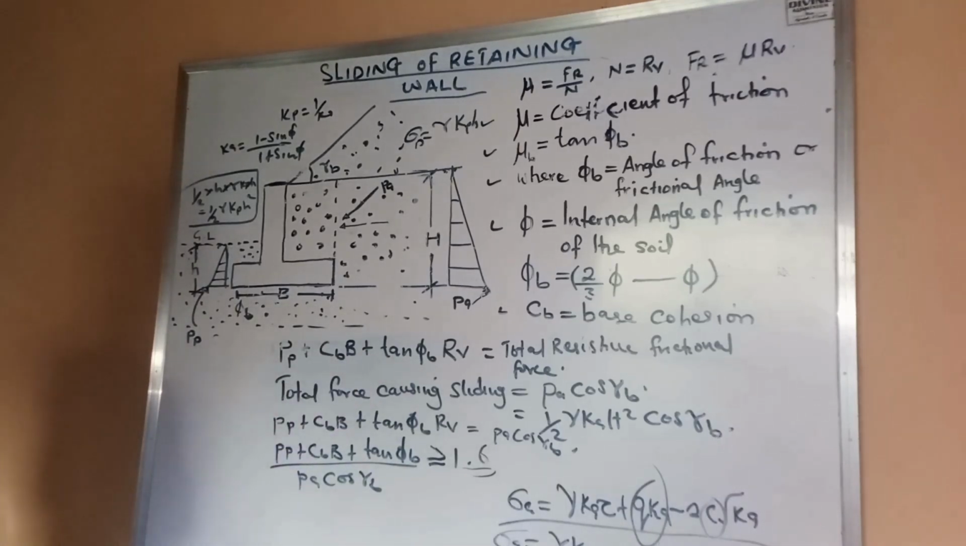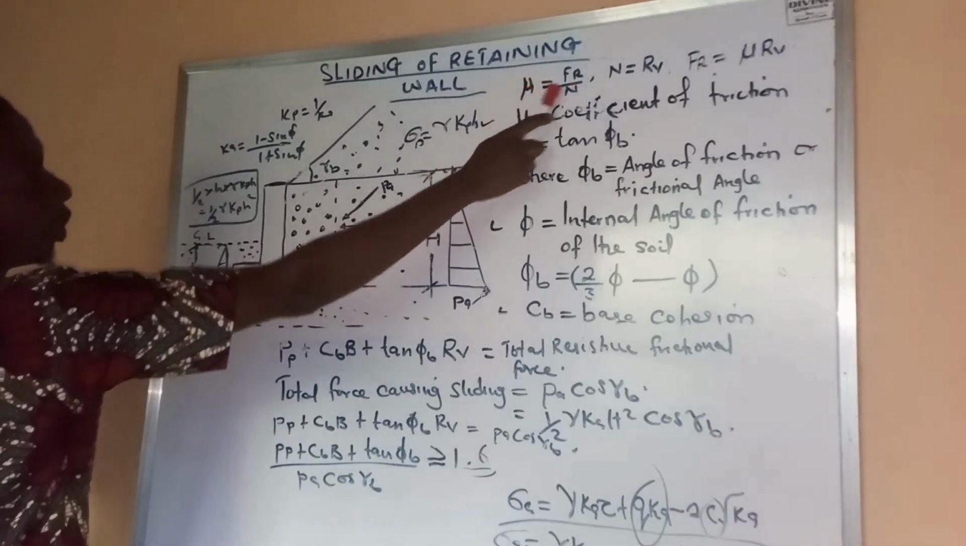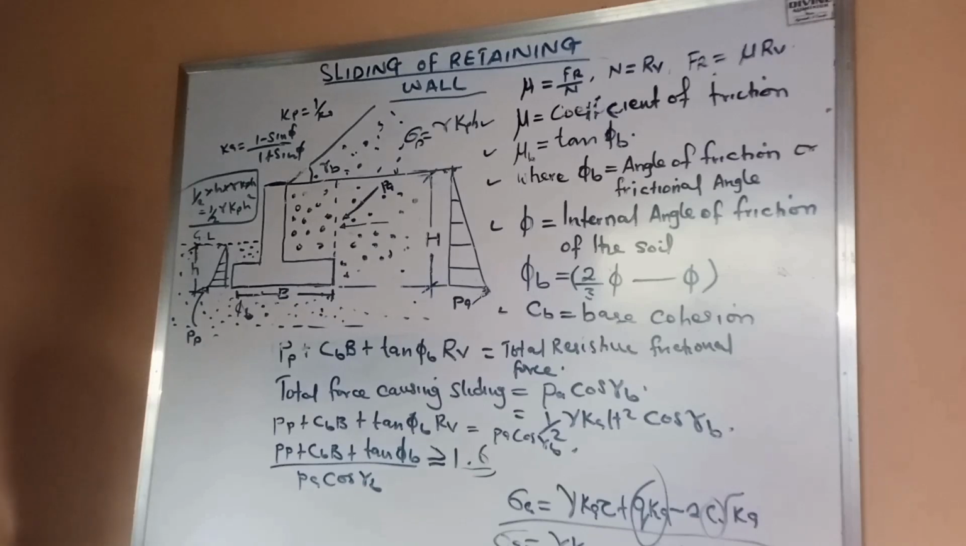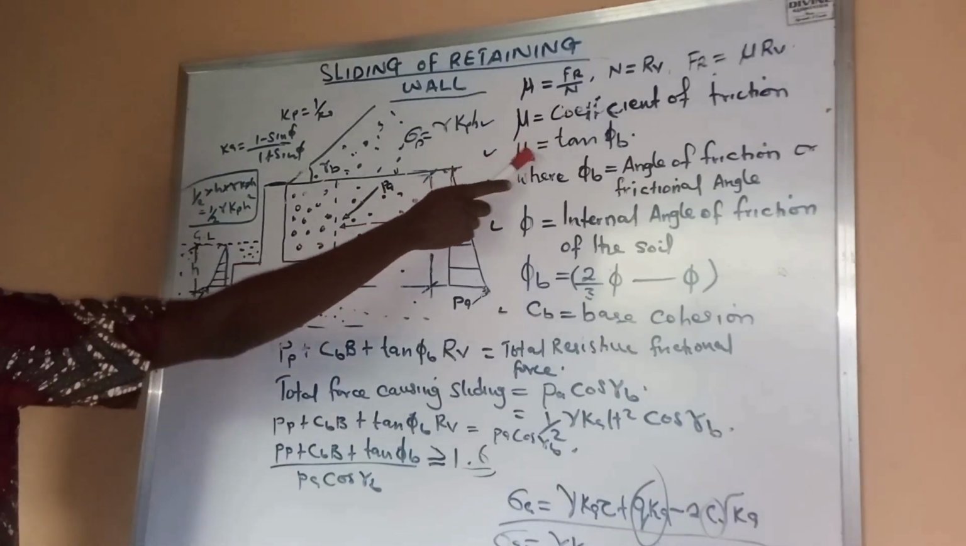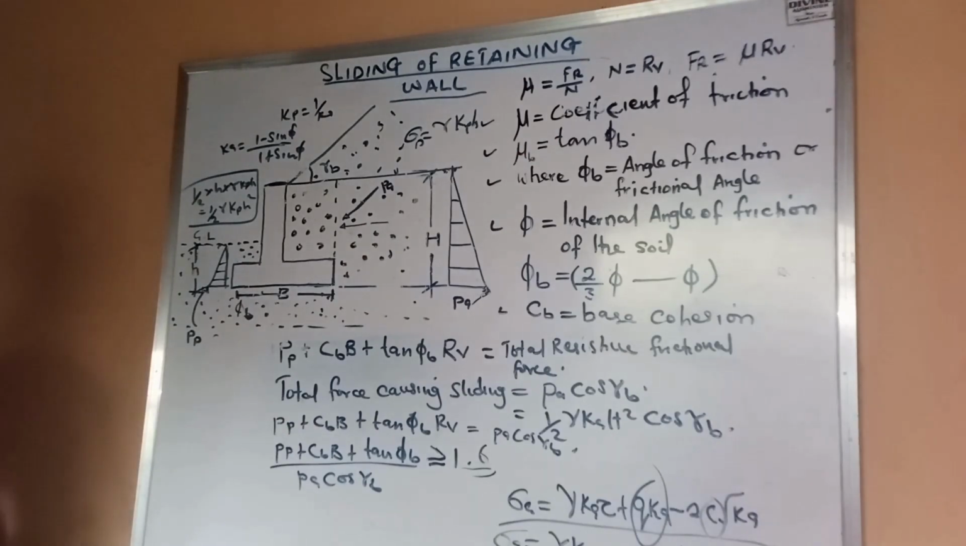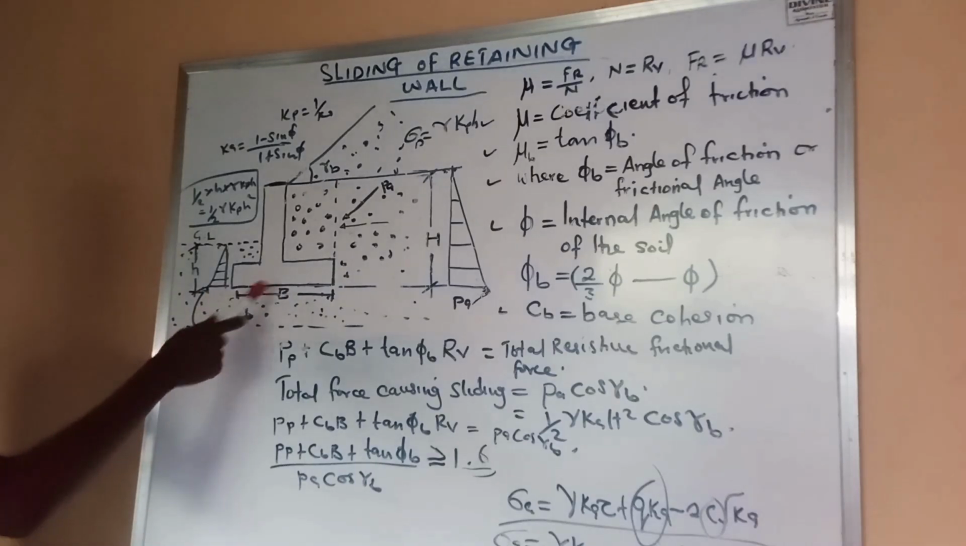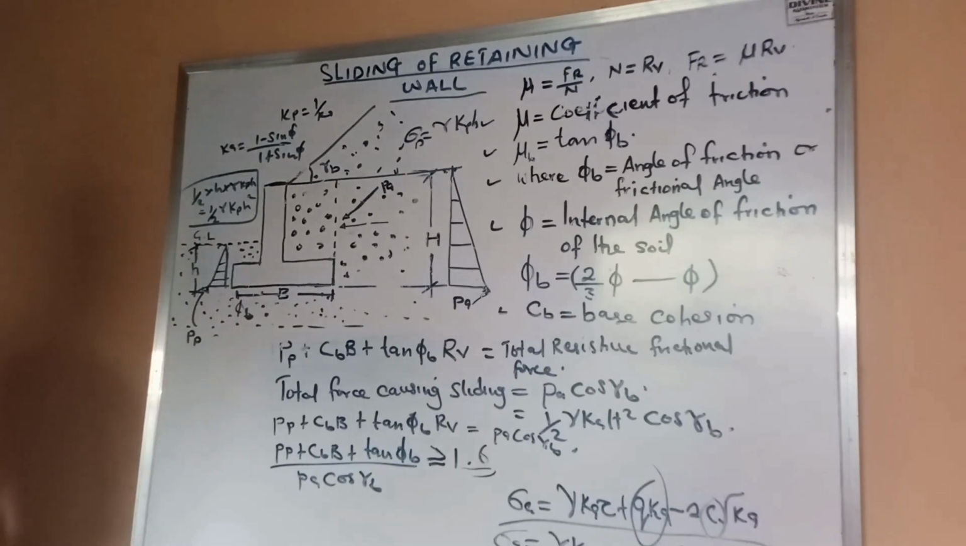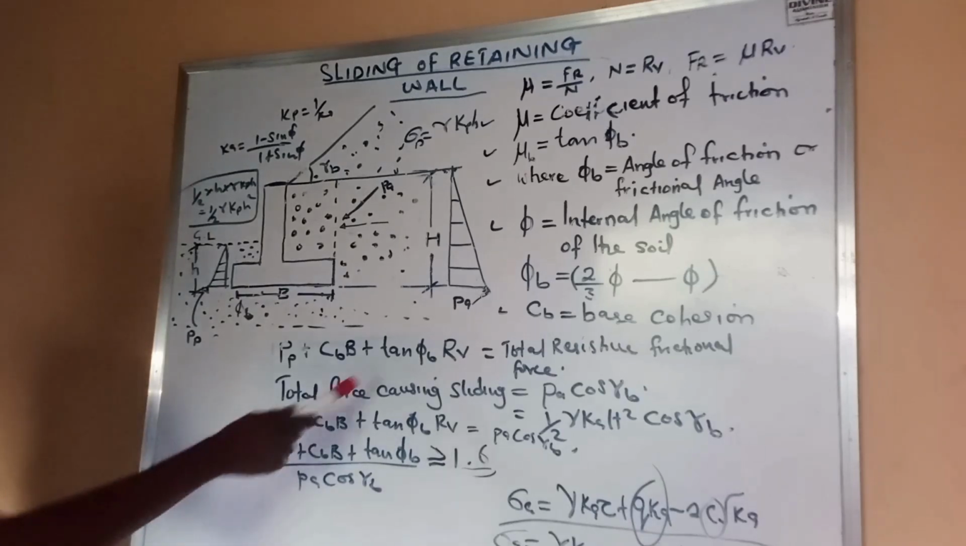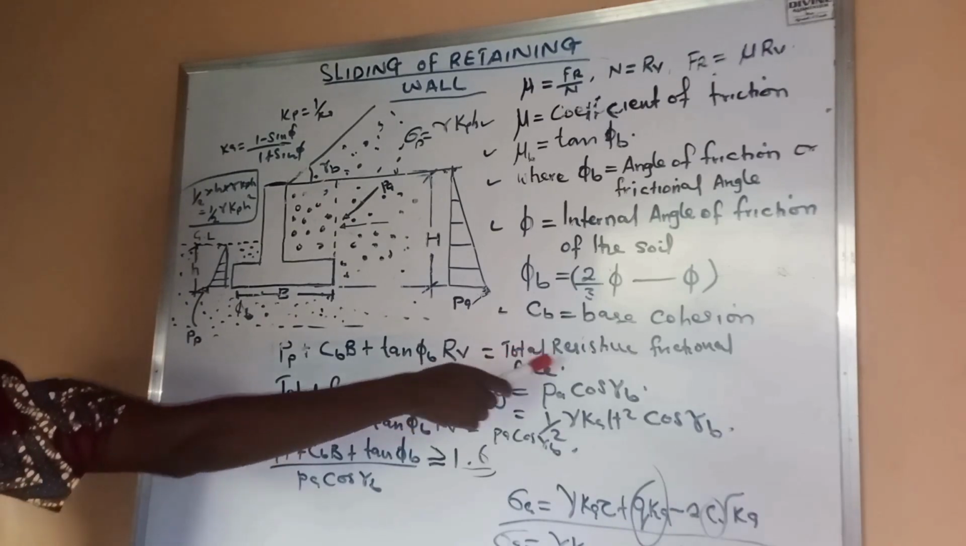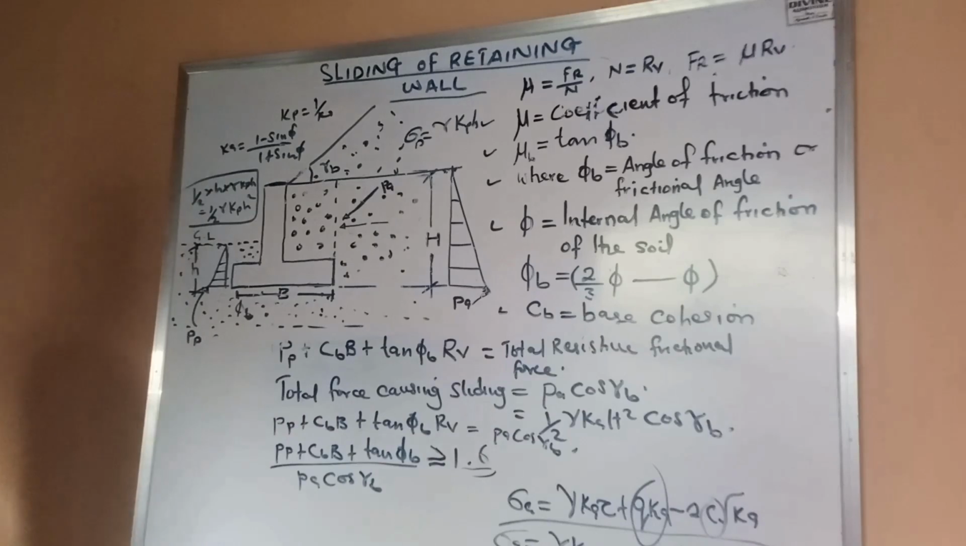plus the frictional force as a result of the vertical loads that are acting on the footing. Remember, that frictional force is mu times the resultant vertical load. And of course, we know that mu is equal to tan phi b, where phi b is the frictional angle between the base of the footing and the soil under the base. All right. So if we do that, it becomes tan phi b, and it is equal to the total resistive frictional force.